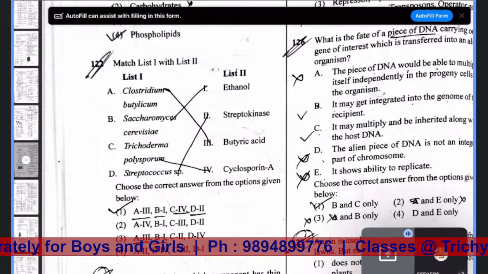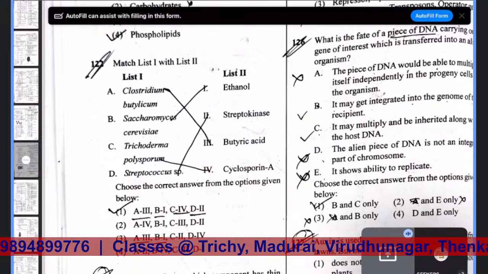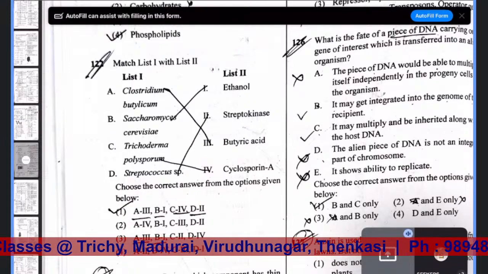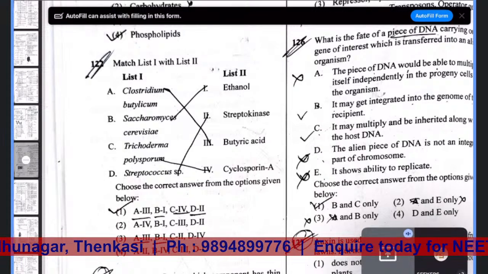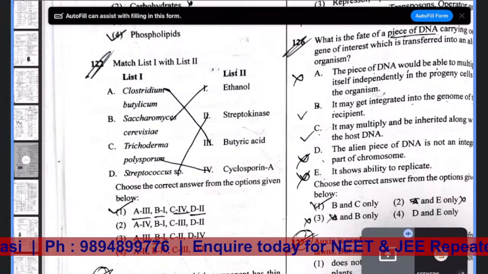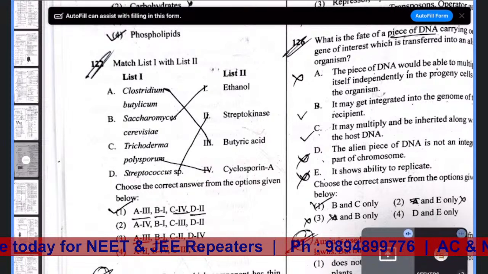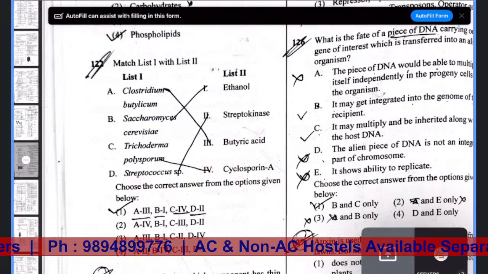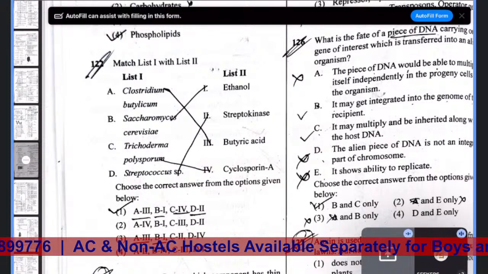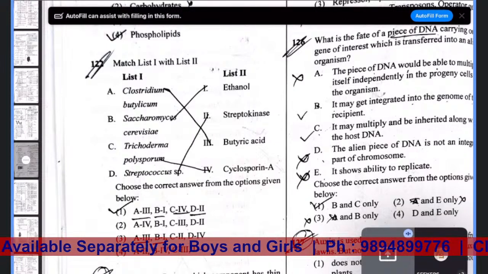It may get integrated into the genome of the recipient. It may multiply and be inherited along with the host DNA. The statement that the alien piece of DNA is not an integrated part of the chromosome is incorrect, because it is an integrated part of the chromosome. And it shows the ability to replicate only if it has an ORI site. So we have to find the right statements here. The correct answer for question number 126 is option 1, where B and C are the right statements. A, D and E are incorrect.